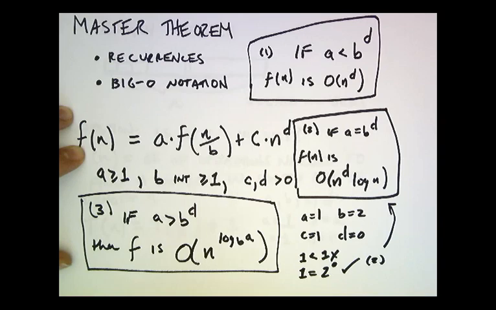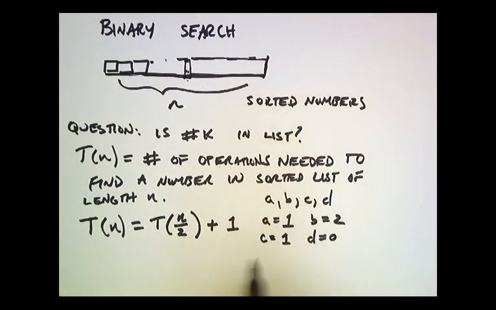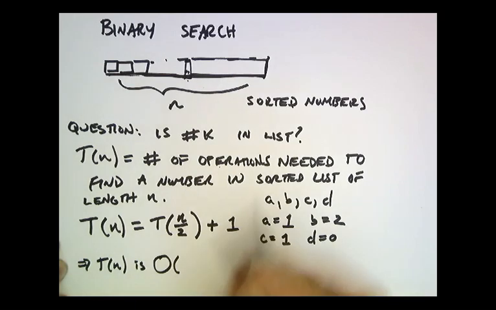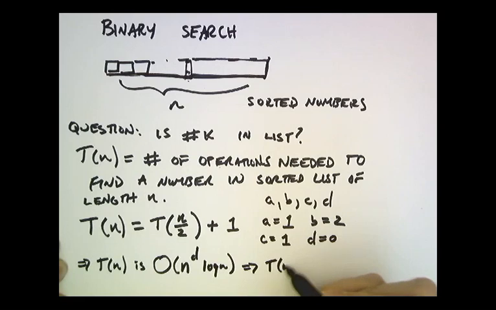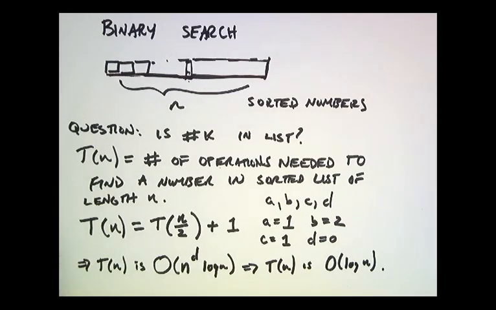So we're in case 2. Case 2 says if a equals b to the d, which it does, then f of n is big O of n to the d log n. So here this implies that T of n is big O of n to the d log n. But what is d? d is 0. This implies that T of n is big O of log n. So you probably already knew that the complexity of binary search was order log n, but here we proved it using the master theorem for recurrences.